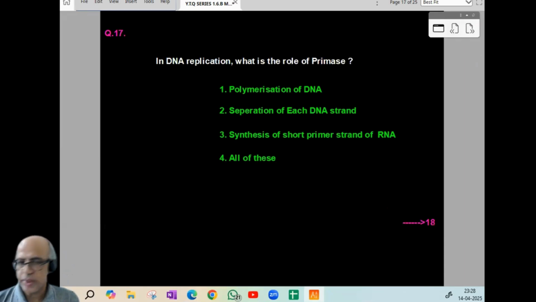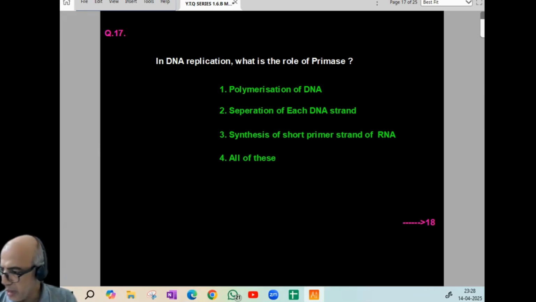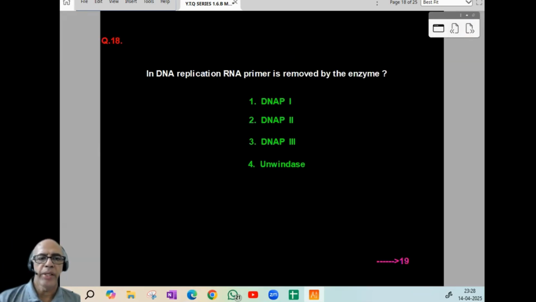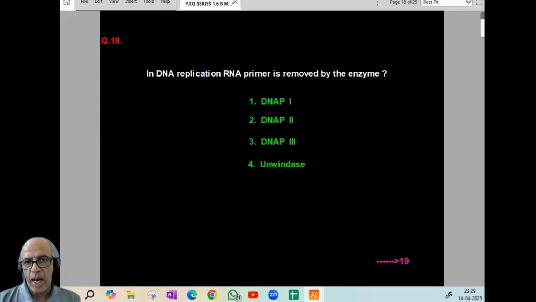Now coming to 17. In DNA replication, what is the role of primase? It's a continuation of the previous question. Primase is concerned with the production of the primer strand, and the primer means it is RNA. So RNA can initiate, on which DNA will be added. So for 17, option is 3. Now coming to 18. In DNA replication, the RNA primer is removed by the enzyme DNA polymerase 1. So option is 1. Now coming to 19.